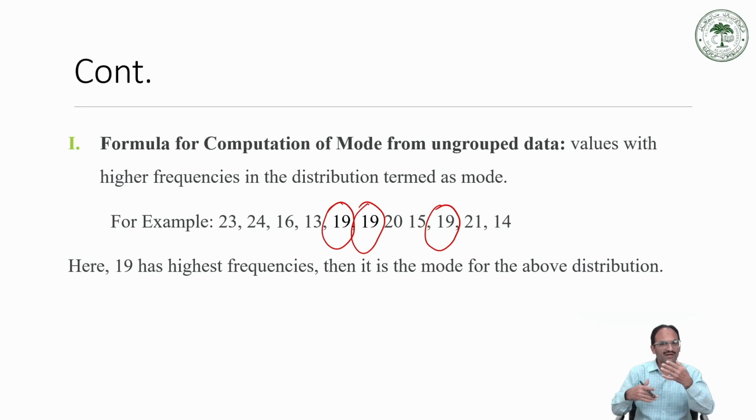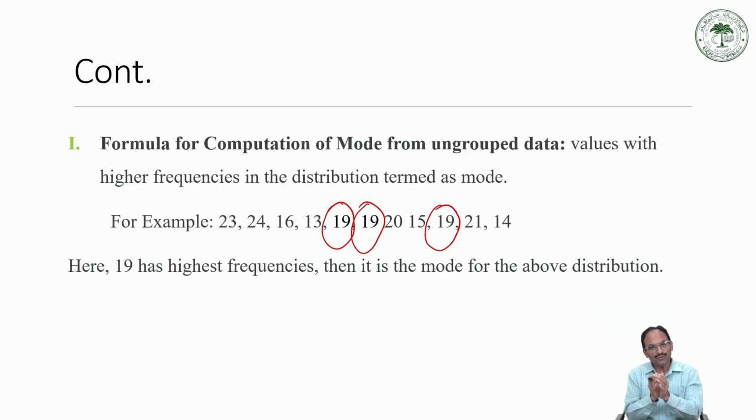So how will you calculate it? Nothing you have to do. See the data, see the numbers, see which number is repeating the maximum number of times. If it is only one number, things are very simple. That will be the mode. If there are two or more numbers which are repeating the same number of times, for that we will use another formula that we will be discussing later on.